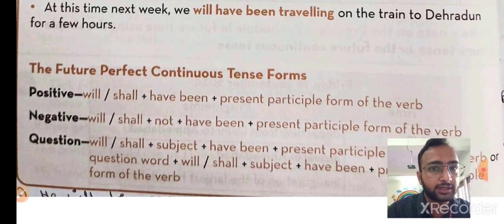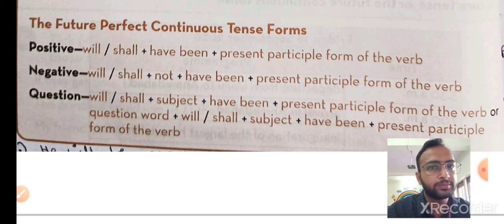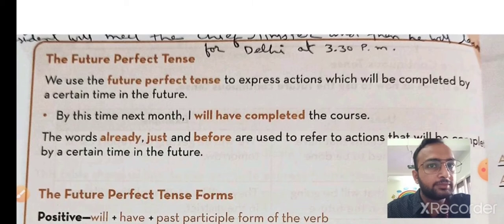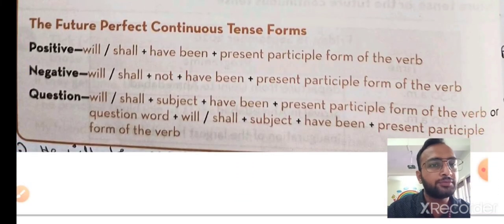So please note it down again. These are some rules to make the future perfect continuous tense. That is, positive sentence: will plus shall plus have been plus present participle form of the verb. Here you can see that in the future perfect tense we had the past participle form of the verb, okay, and in the future perfect continuous tense we are having the present participle form of the verb. So this will be very important to form a sentence in the future perfect continuous tense.